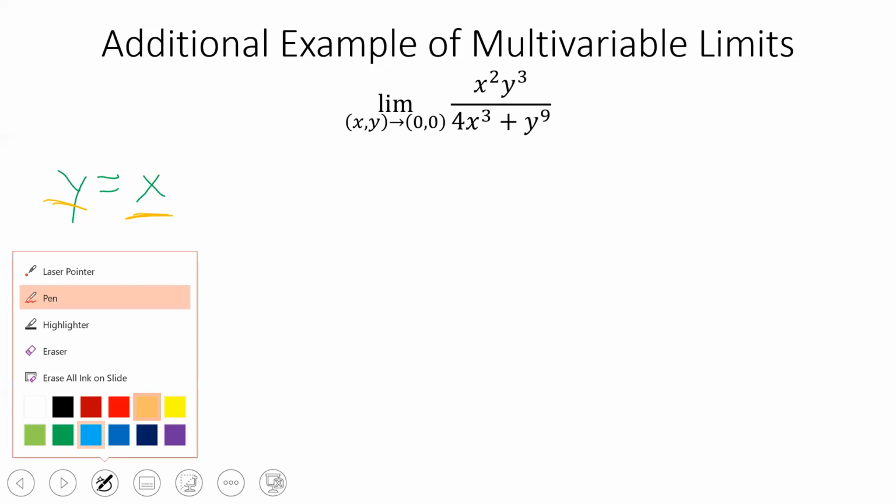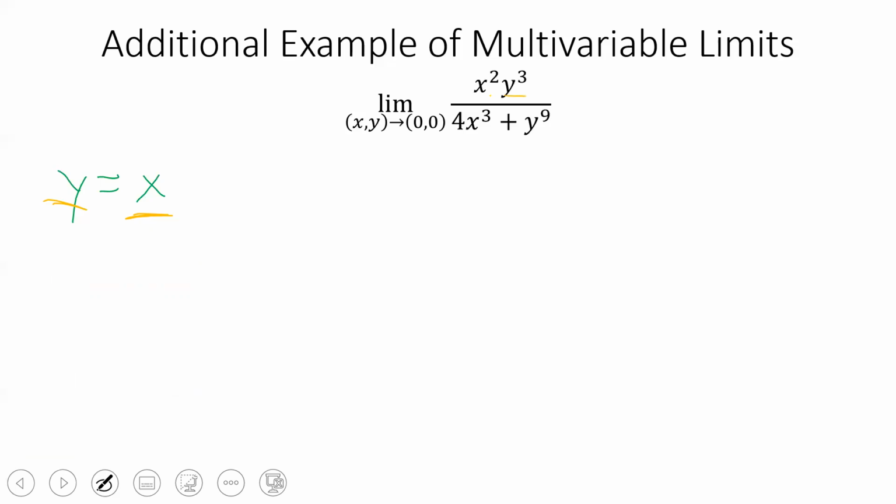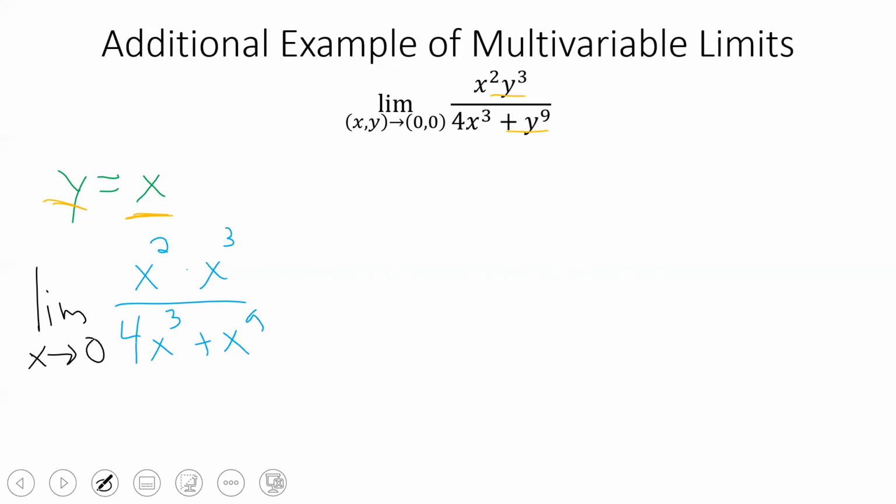And then what we can do now is inside of our given function, we can replace everywhere we see a y with an x. So this would now become x squared times, instead of y cubed, it'd be x cubed over 4x cubed plus, instead of y to the 9th, we would have x to the 9th. And again, since we've eliminated the variable y, we can now make this the limit as x approaches 0. Okay. And now we'll do some simplifying here. We take the limit as x goes to 0, the x squared times x cubed in the numerator would be x to the 5th over, and then we still have the 4x cubed plus x to the 9th in the denominator.